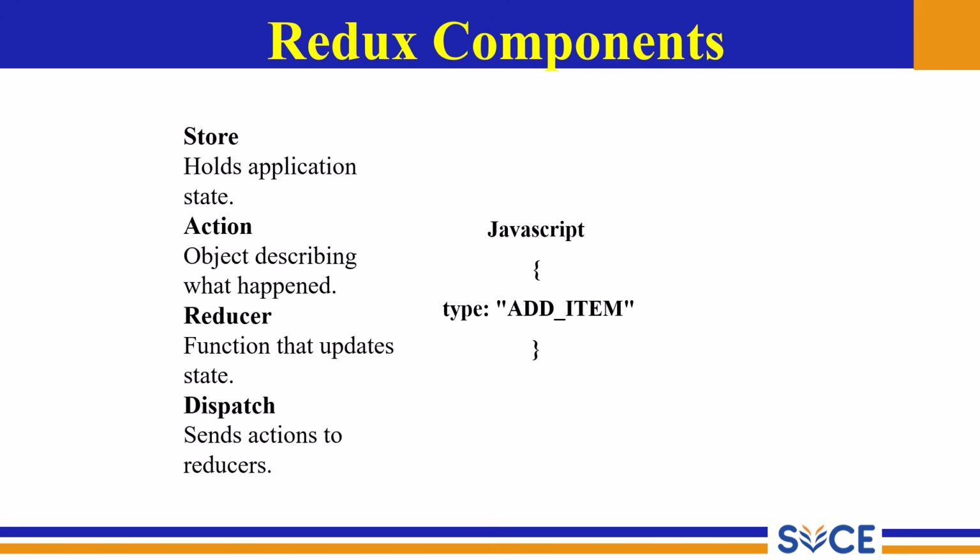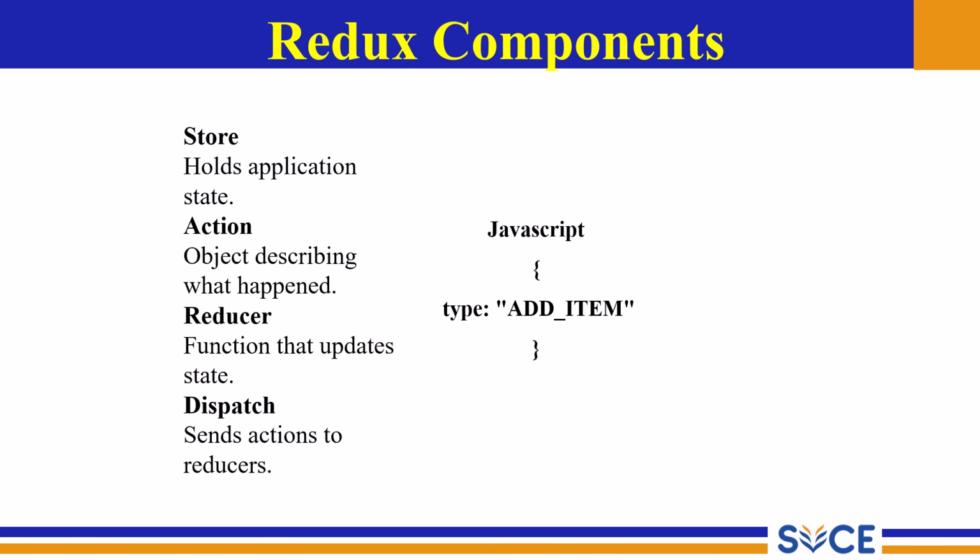The third component is reducer. A reducer is a JavaScript function. Its job is: current state plus action gives you the new state. Reducers never modify the original state. Instead, they create a new updated state. The fourth component is dispatch.